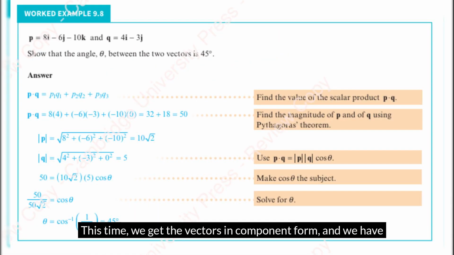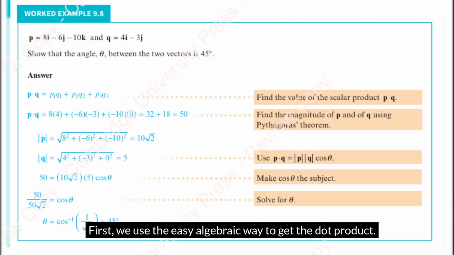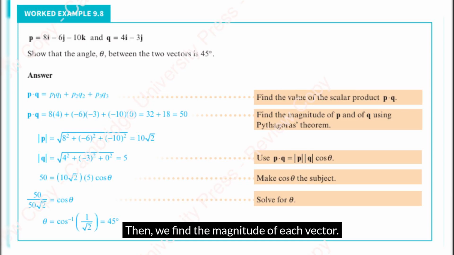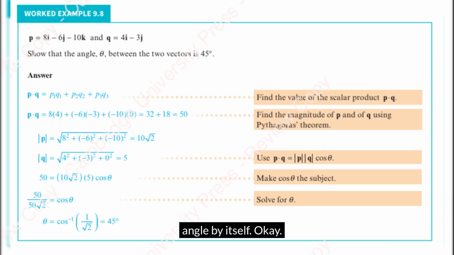This time, we get the vectors in component form, and we have to find the angle. So how do we do that? Well, we kind of have to use both formulas. First, we use the easy algebraic way to get the dot product. Then, we find the magnitude of each vector. And finally, we just rearrange that geometric formula to get the angle by itself.